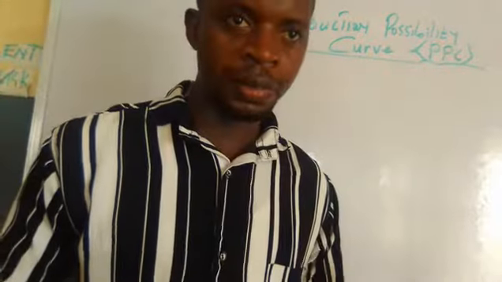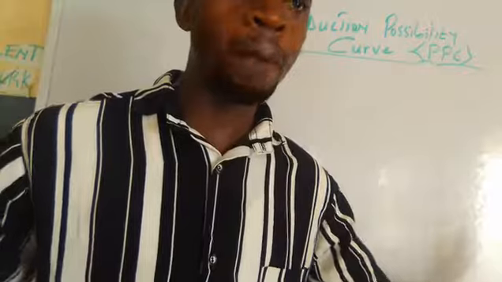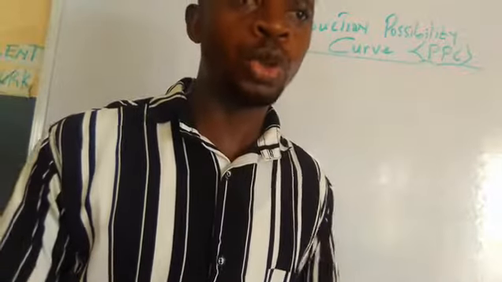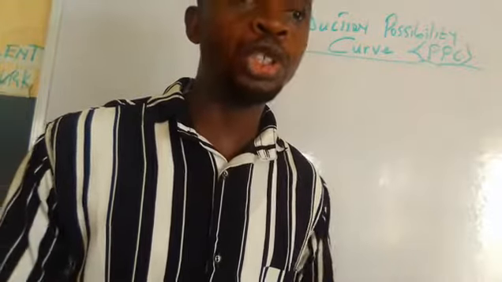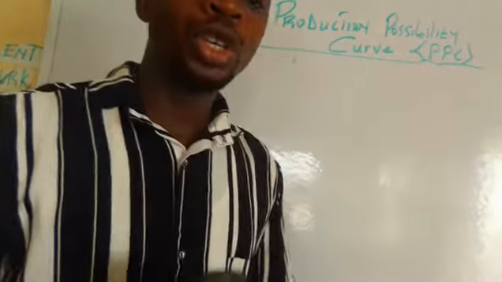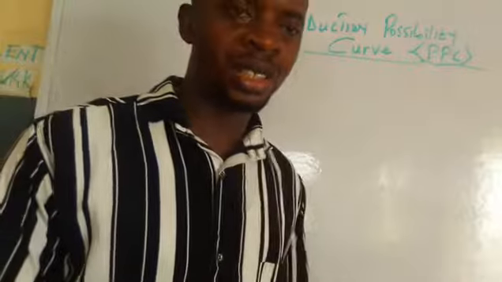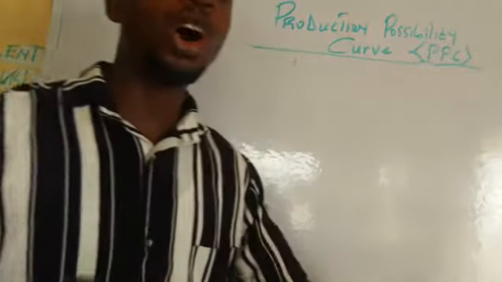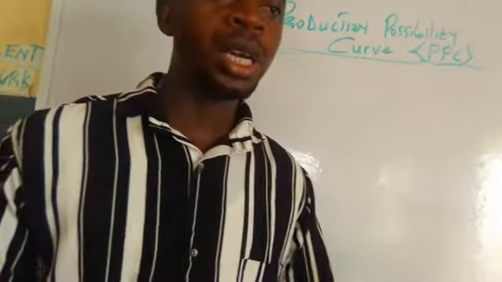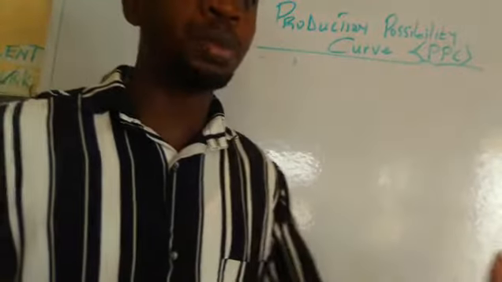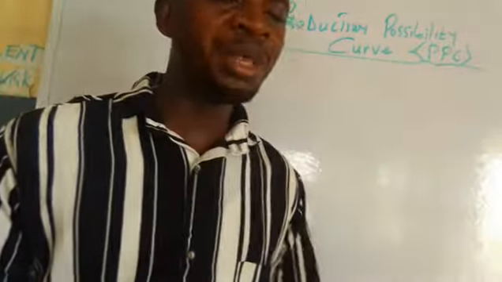It is a curve that shows a combination of different products, particularly two different products that are produced at the same time using limited resources. It means this curve will show you two different products that are produced using limited resources, and these two products are produced at the same time.